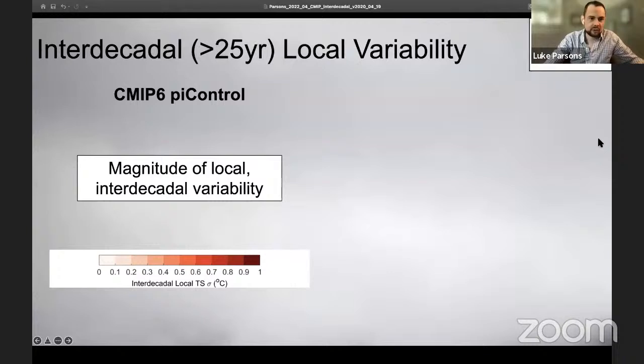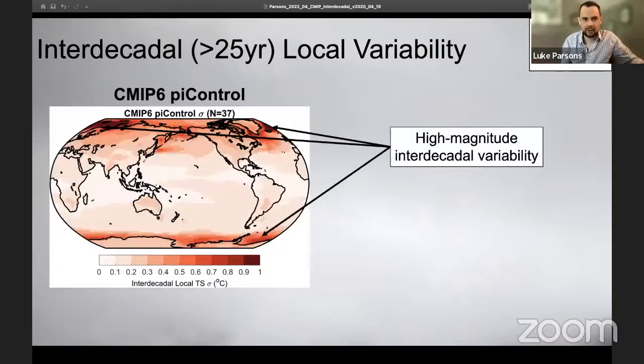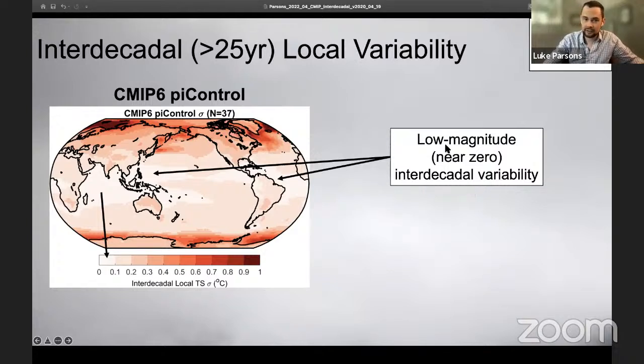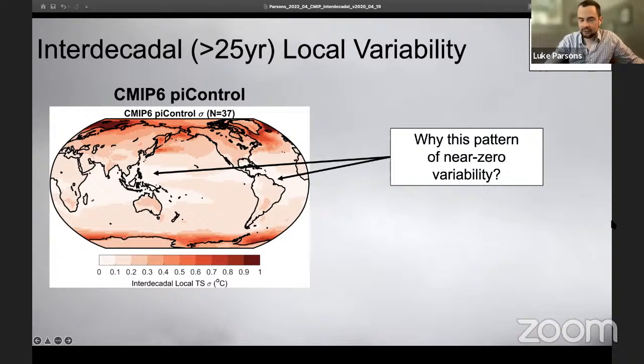To delve a little more deeply into this, I think what we need to look at is the magnitude, not of coherence, but of local interdecadal climate variability in the control runs of the climate models. So here, darker red indicates a higher local standard deviation of local surface temperature variability, and the lighter colors indicate low magnitude standard deviation. So you see there's high magnitude interdecadal climate variability over sea ice regions or edges up into the Arctic in these regions. And then we have low magnitude, near zero interdecadal climate variability in these really light regions here. So why this pattern of near zero variability?